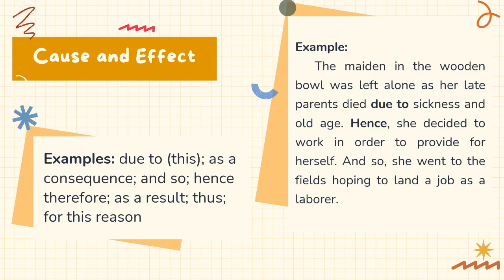Here we have: the maiden in the wooden bowl was left alone as her late parents died due to sickness and old age. This is the cause, and the grammatical signal used is due to. And hence, she decided to work in order to provide for herself. This is the effect. Because the maiden was left alone, she decided to work. So here we have the cause and the effect, and through the grammatical signals, we can easily identify it.